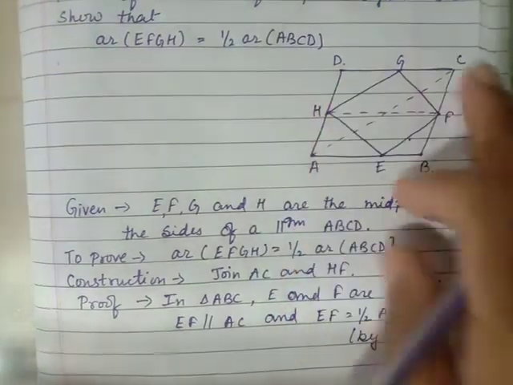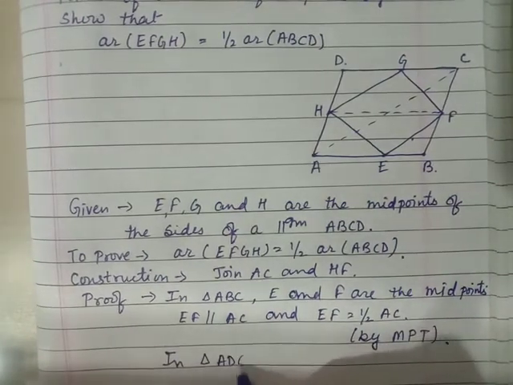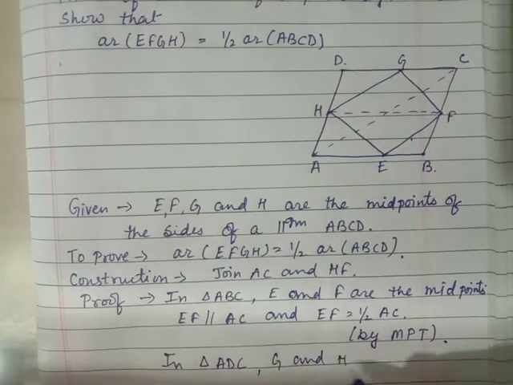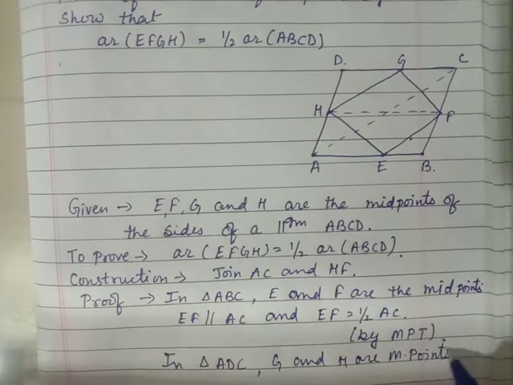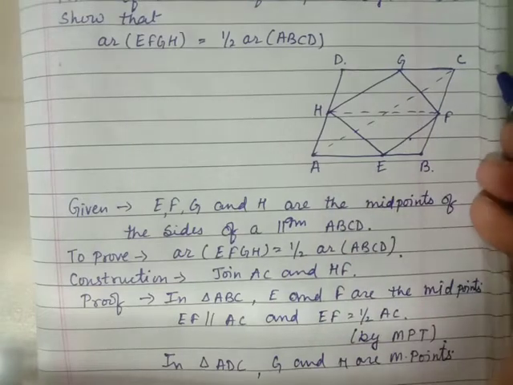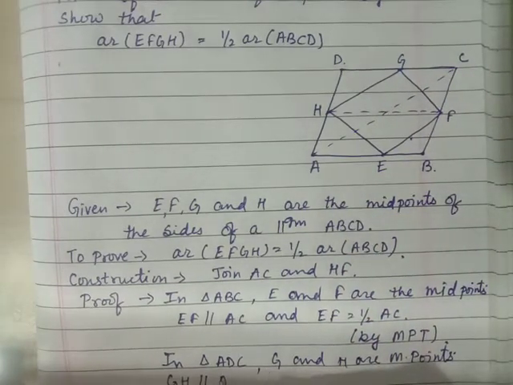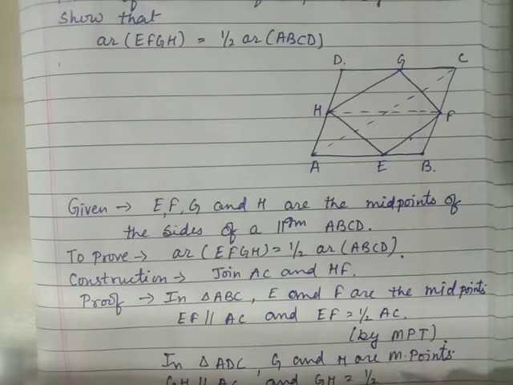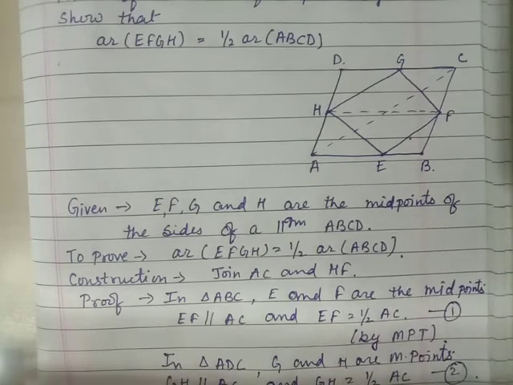Similarly in triangle ADC, G and H are midpoints. So we can see that GH is parallel to AC and GH is half of AC. See, this is your equation 1, this is your equation 2.